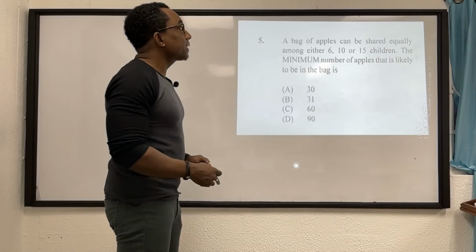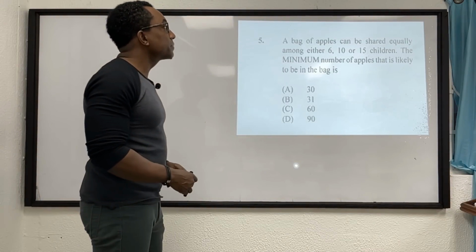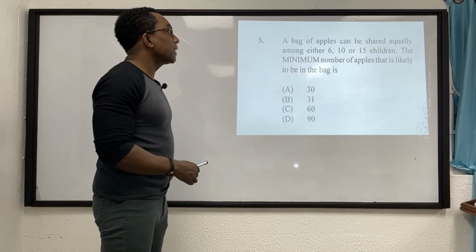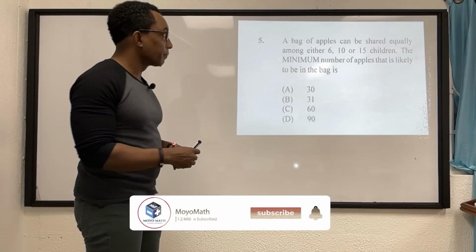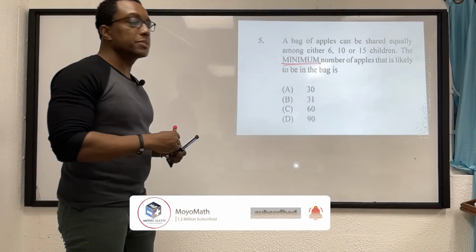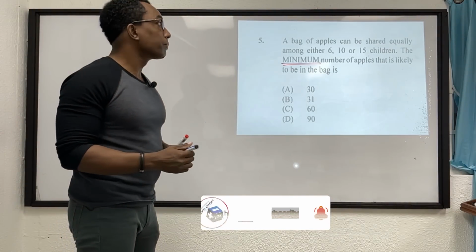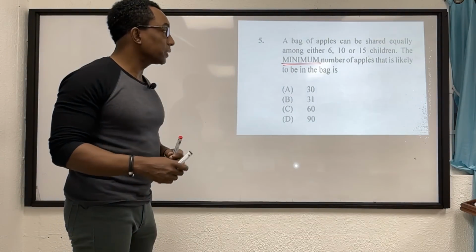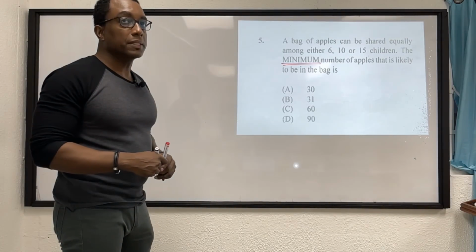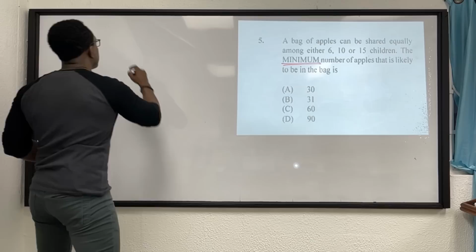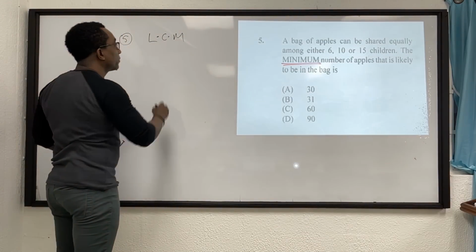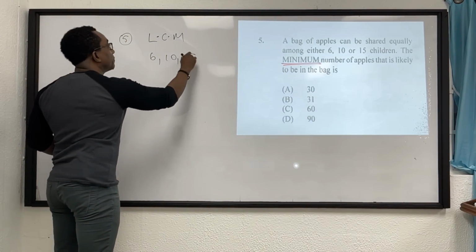A bag of apples can be shared equally among either 6, 10, or 15 children. The minimum number of apples that is likely to be in the bag is. Let's treat with this question. Now, keyword here, minimum number. When we see the word minimum number or least number in a question, what this should automatically take us to will be the method of the LCM. So for question 5, we're going to find the LCM of those 3 numbers, 6, 10, and 15.